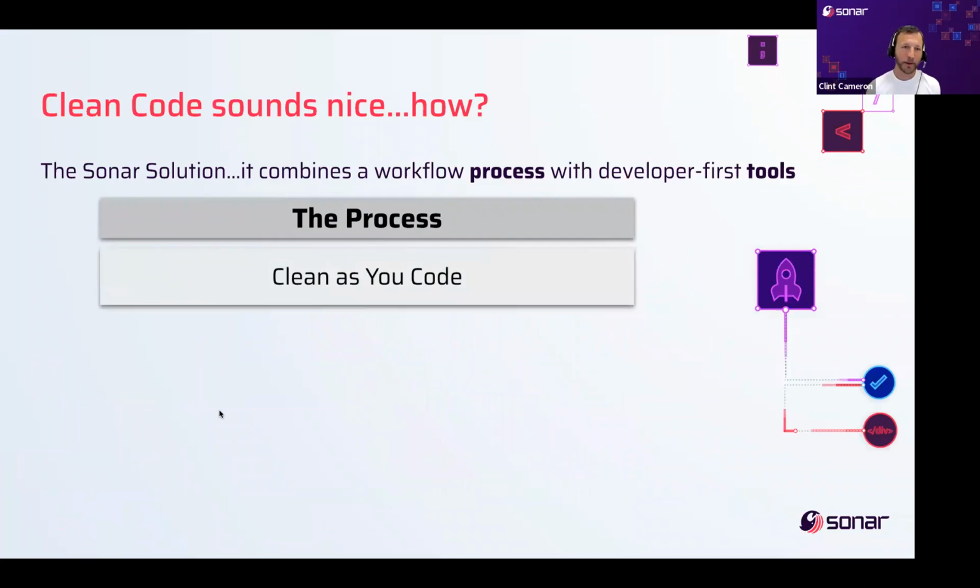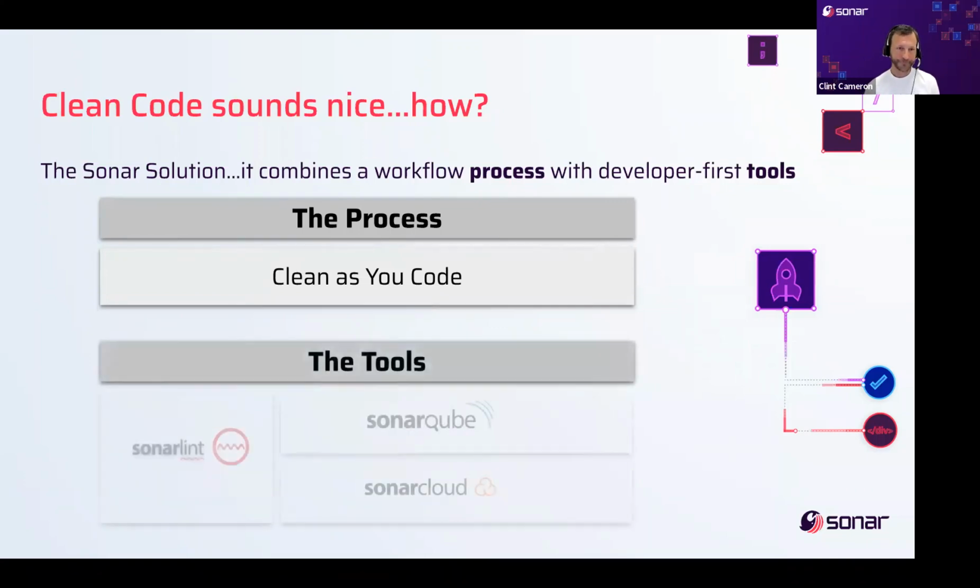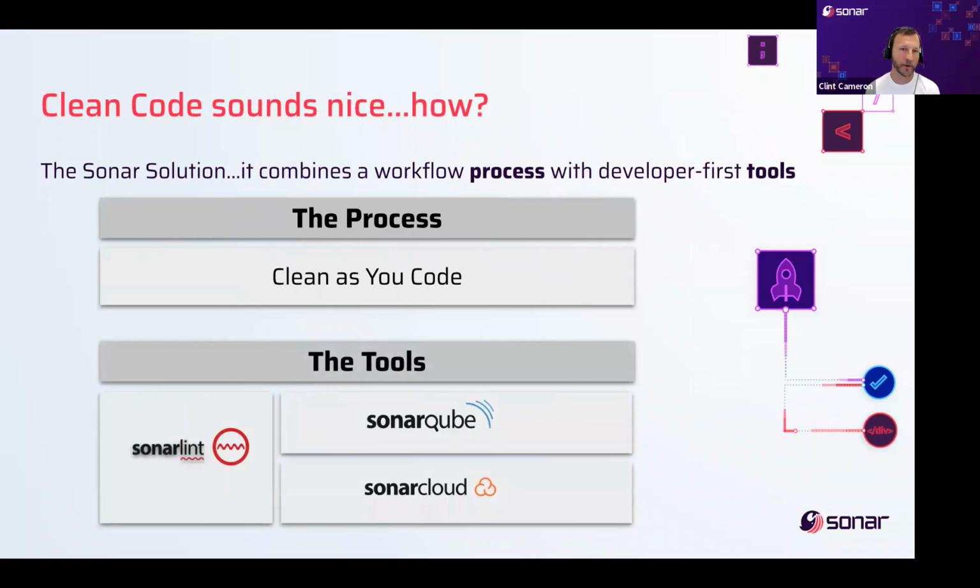Okay, let's explore how you implement a clean code practice in your organization. And we do this with the Sonar solution. It combines a workflow process called Clean as You Code with developer-first tools. We have a set of static code analysis tools to help find quality issues in your code. So starting with SonarLint, which catches issues right in your IDE. And we also have, for your DevOps workflow, SonarQube, which is the self-managed version, and then SonarCloud, which is the SaaS version.